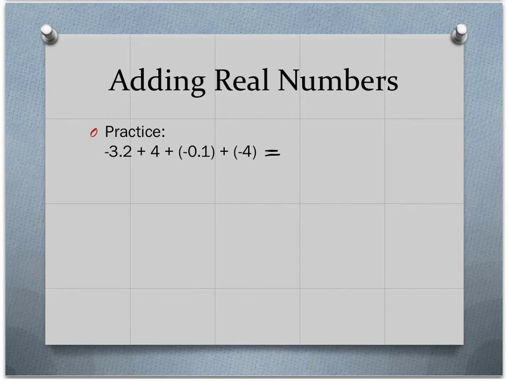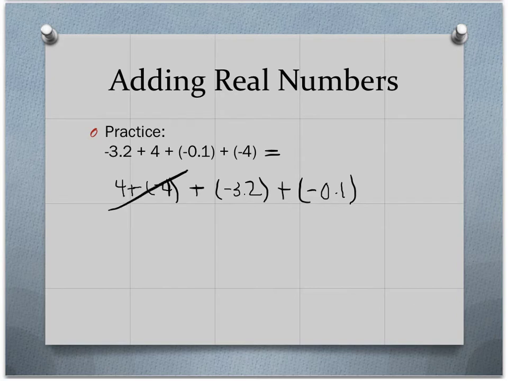So looking at this, I don't see any grouping symbols. I do see a number and its opposite. I see 4 and negative 4. So I think I'll simply switch up the order. So I'm going to rewrite this problem as 4 plus a negative 4 plus 3 2/10 plus negative 1/10. So now that I've used the commutative property to change up the order, I can use the inverse property to know that a number plus its opposite is 0.